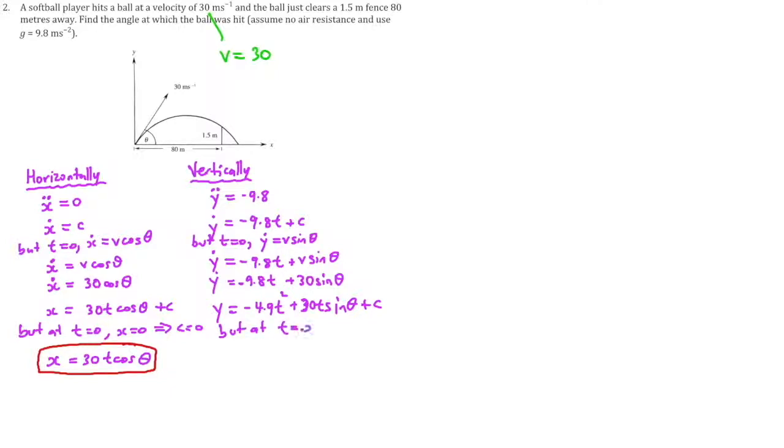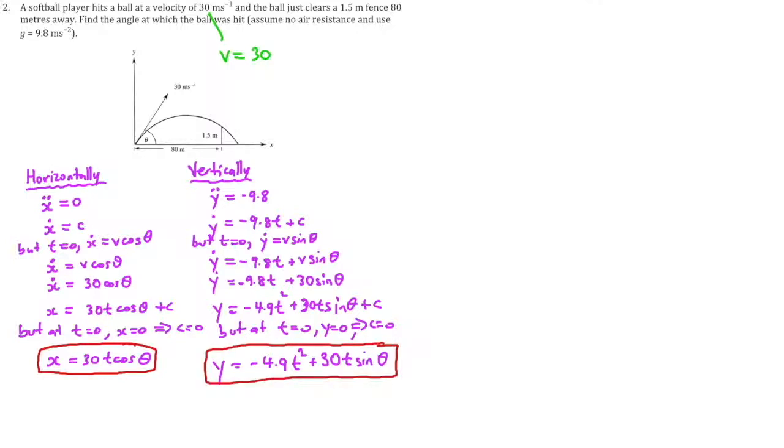But at time 0, we know its y value is 0 as well. And if at time 0 the y value is 0, it means c will equal 0. So y equals minus 4.9t squared plus 30t sine theta. So there are our two equations that we generated from scratch going through the entire process.